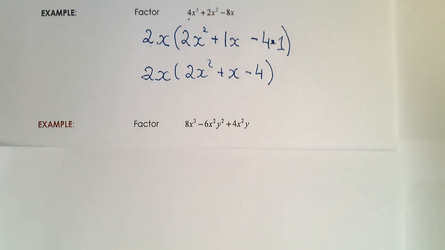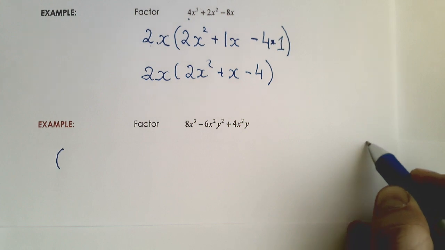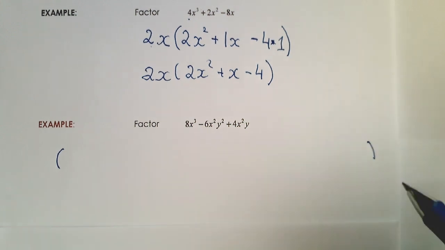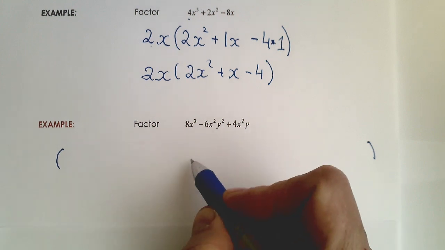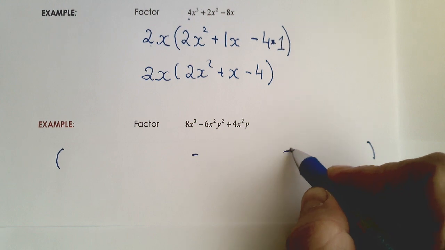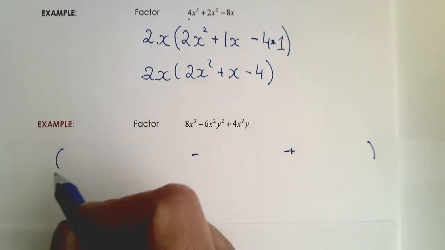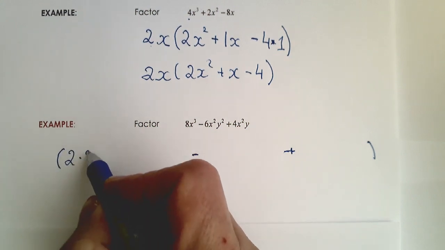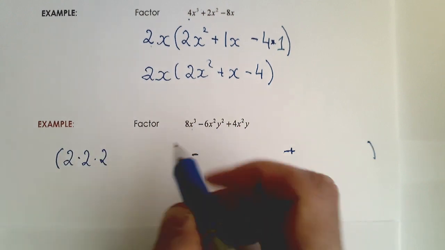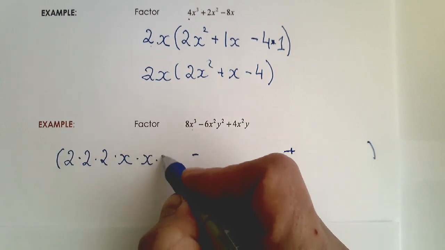All right, so in this question, I'm going to do this question 2 different ways again. So the first one is, of course, I'm going to write a big bracket here. And I know I have 3 terms, so I'll put minus here and a plus here. And then I'm going to apply prime factorization. So 8 is 2 times 2 times 2. And then x cubed, written as a product of smaller factors, will be x times x times x.